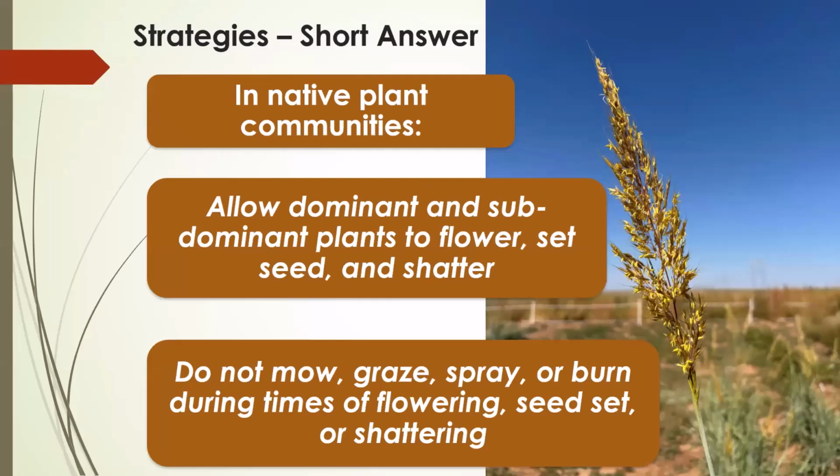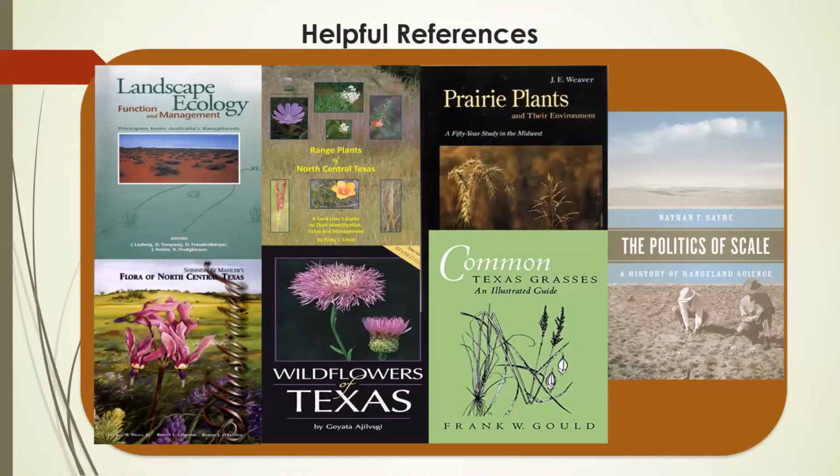So again, like I said earlier, this is kind of a broad topic, but when dealing with flowering plants in native plant communities, when they flower, it's okay. Let them flower. Let them set seed. Let that seed shatter, basically fall off the plant and fall to the ground. If we interfere with any of that, especially at flowering and especially at seed set, we can over time cause that population or that species to decline.